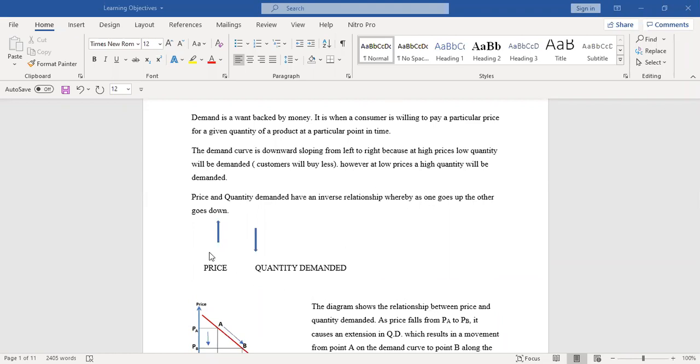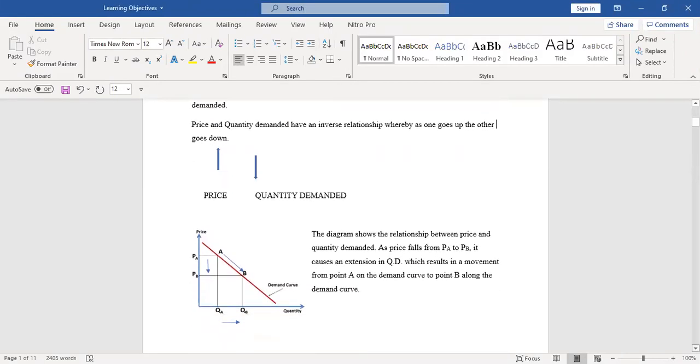Right, so we say here, price and quantity demanded have an inverse relationship, whereby as one goes up, the other goes down, right? So here we have the arrow showing you price going up and quantity demanded going down, because we established already that consumers would buy more at a lower price and they would buy less at a higher price, right?